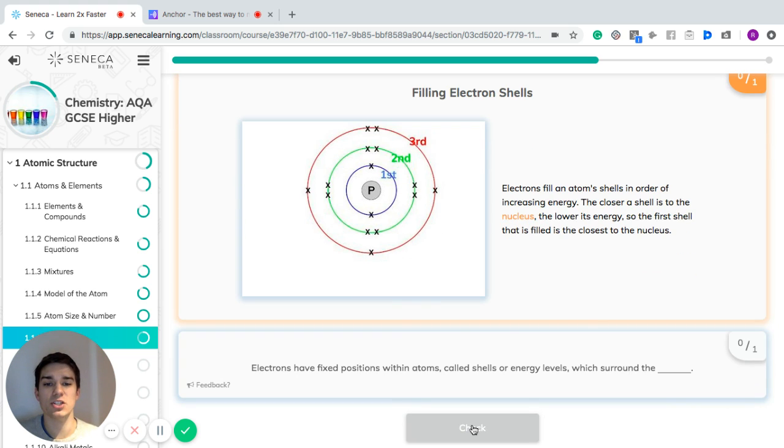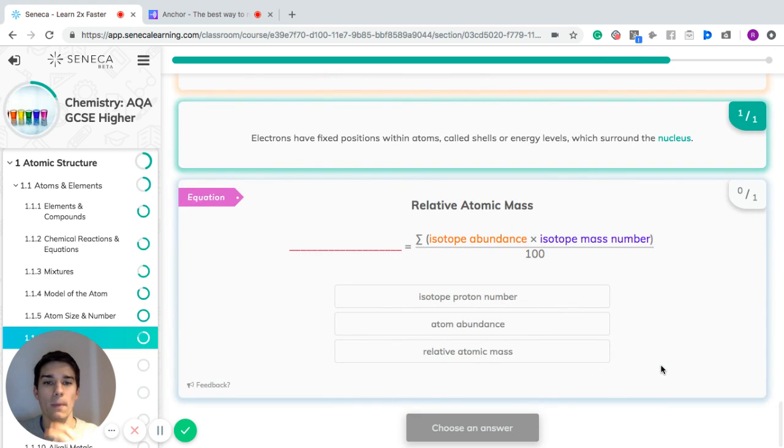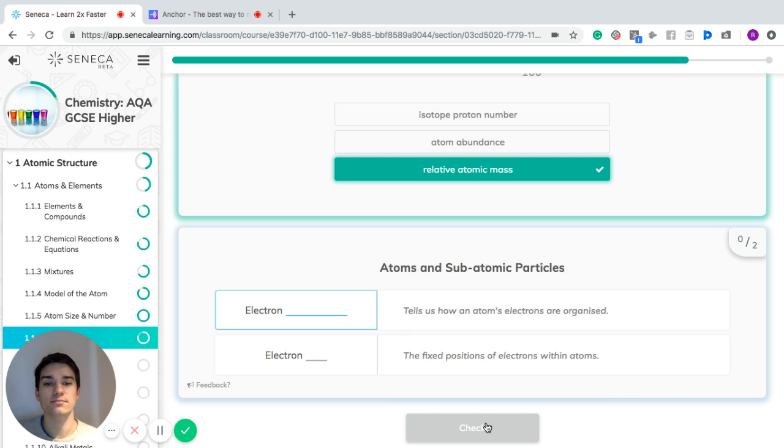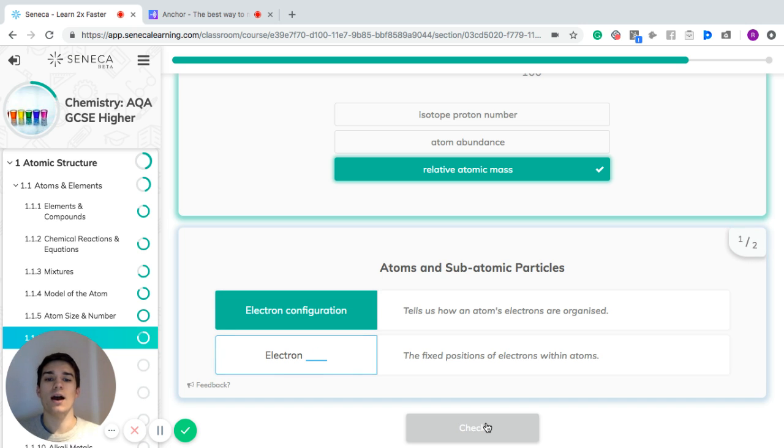Electrons have a fixed position within atoms called shells or energy levels, which surround the nucleus. And if we want to calculate the relative atomic mass, we take the sum of the isotope abundance times the isotope mass number, all divided by 100. And what tells us how an atom's electrons are organized? Well, that's the electron configuration. And the fixed positions of electrons within atoms are called electron shells.